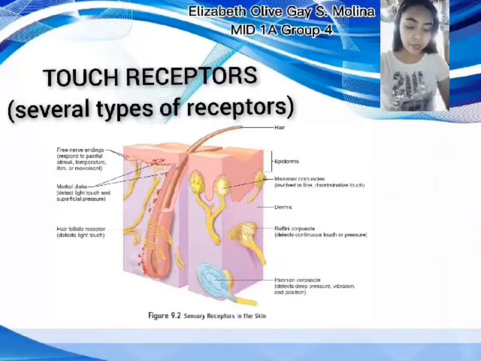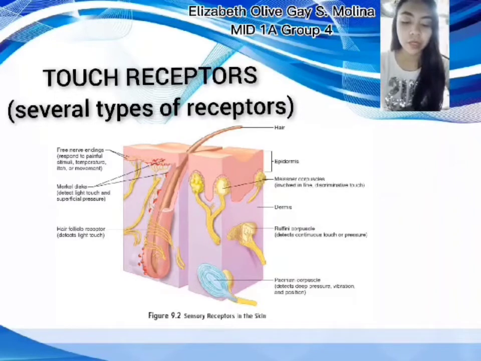Hair follicle receptors are associated with hairs and are also involved in detecting light touch. Light touch receptors are very sensitive but not very discriminative, meaning that the point being touched cannot be precisely located. Meissner corpuscles are located just deep to the epidermis. These receptors are very specific in localizing tactile sensations.